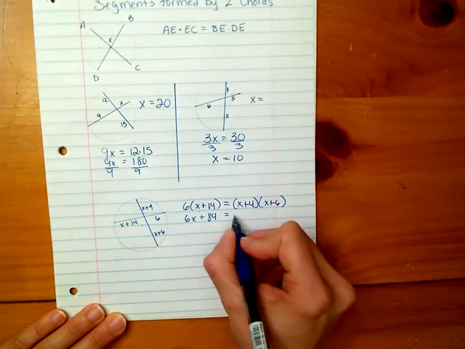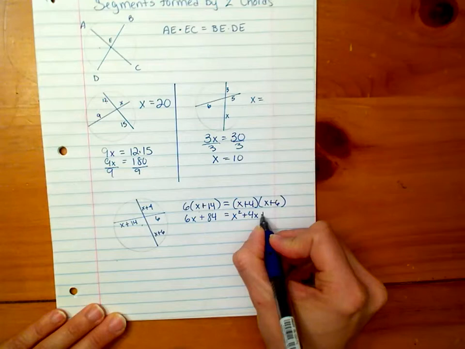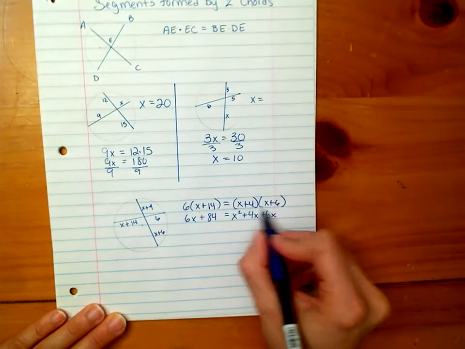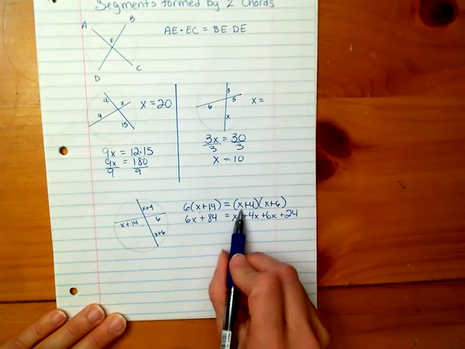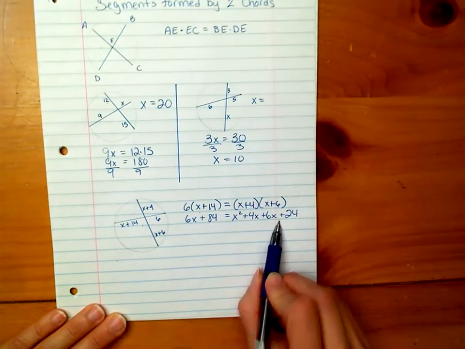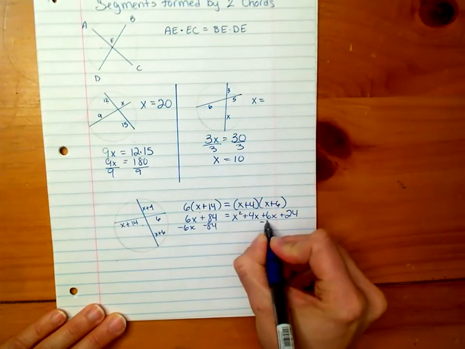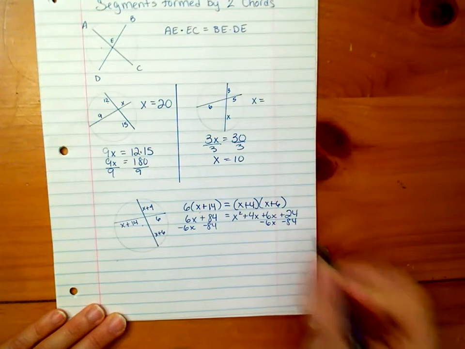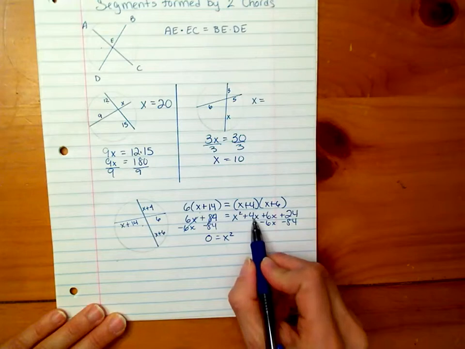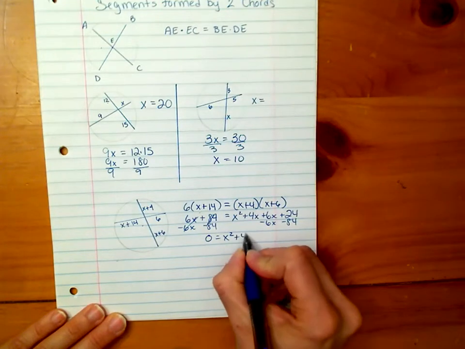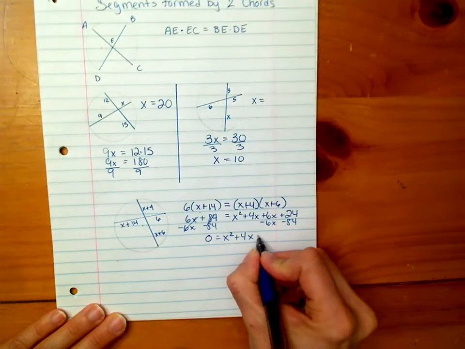On to this side, x times x is x squared. Then we have a 4x and a 6x for our outers and inners. 6x there. And 4 times 6 is 24. We notice it's quadratic because we have an x squared on this side, which means we need to get everything on one side. So we're going to minus 6x and minus 84 from both sides. You notice here they'll cancel out, so we get 0 equals x squared plus 4x, because 4x plus 6x minus 6x is 4x, and 24 minus 84 is negative 60.